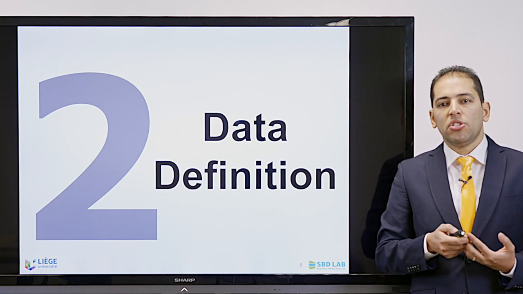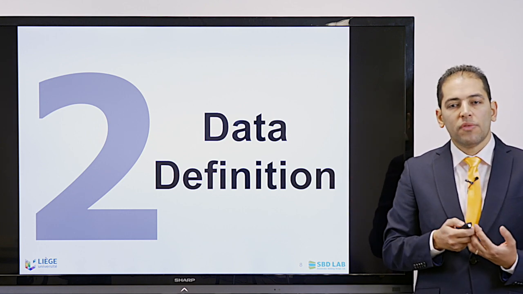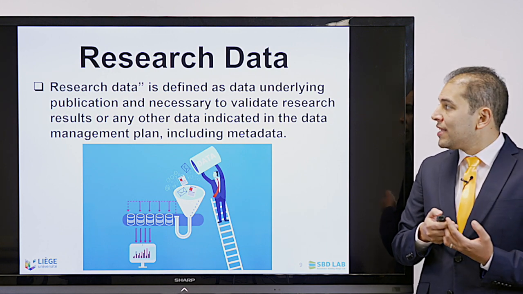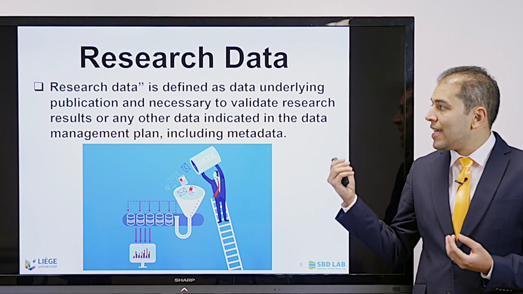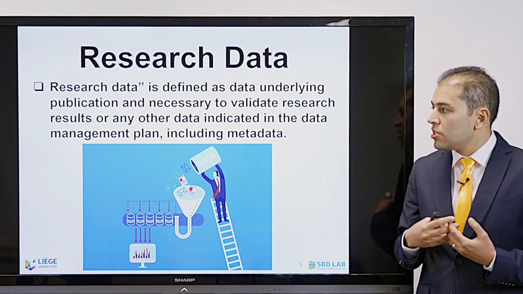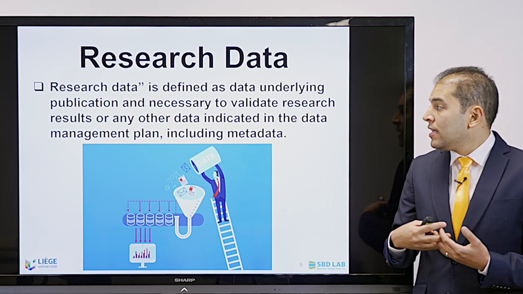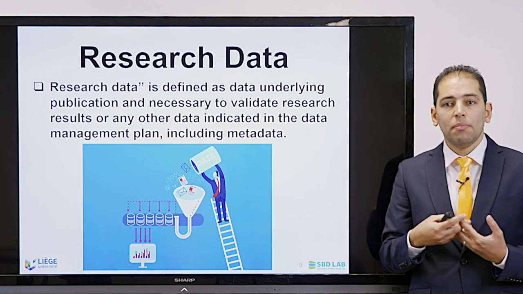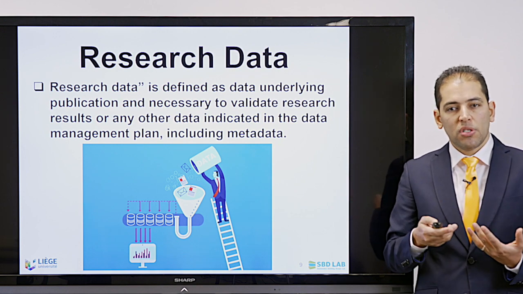Now, what is the definition of data? Here is the question of the second section. Research data is simply defined as data underlying publication and necessary to validate research results, or any other data indicated in the data management plan, including metadata. So this is the first definition.